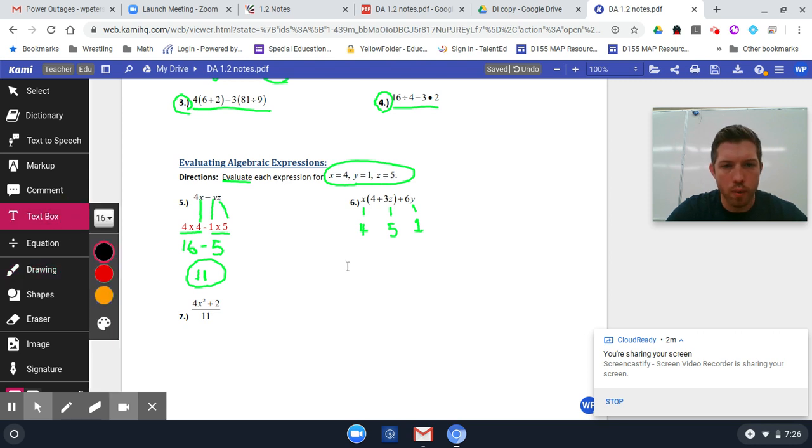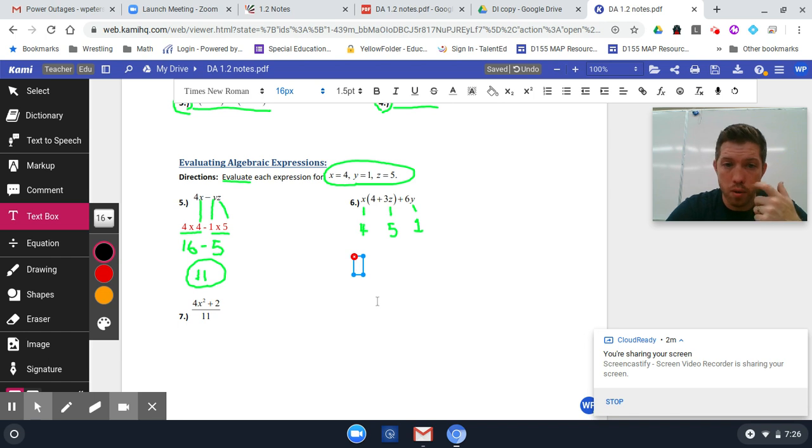So now I'm going to rewrite my problem with those numbers in it. So we have 4 parentheses, then we have 4 plus 3 parentheses 5. Okay, so we have to put that 5 in there. Oops, plus. There we go. And then plus 6 parentheses 1.